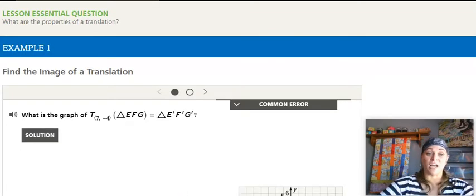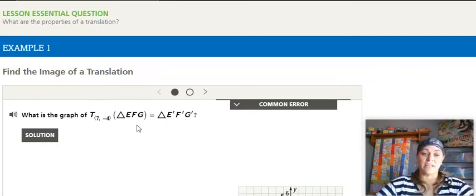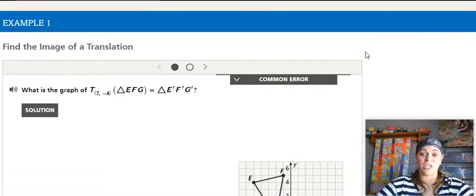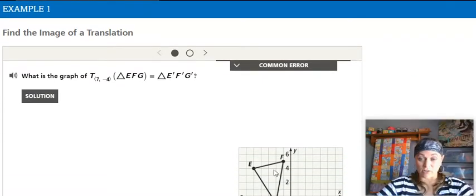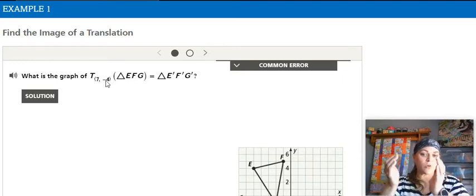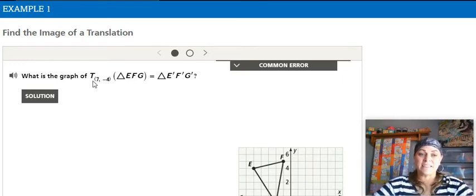So you're going to find the image of a translation. It starts out with triangle EFG, and you need to move it to EFG prime. So there's the original triangle, or pre-image, and then it has this notation. Notice the capital T, that stands for translation, and then these numbers. Just like a coordinate with X and then Y, this 7 associates with the X and the -4 associates with the Y value. So you are going to move each point's X value +7, meaning 7 in the positive direction, which is to the right. And for the Y, you're going to go -4, which means down 4.